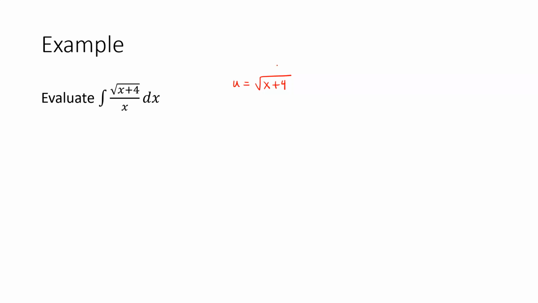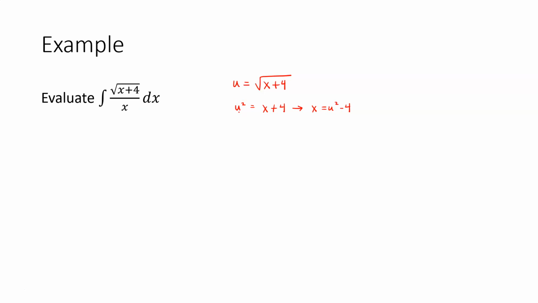And the nice thing is that when I take this entire radical to be my u, when I square both sides, we get rid of the square root. And now I can solve for x in terms of u very easily. So that gives me something that I can put in for x here. So for instance here, this would give me x equals u squared minus 4.